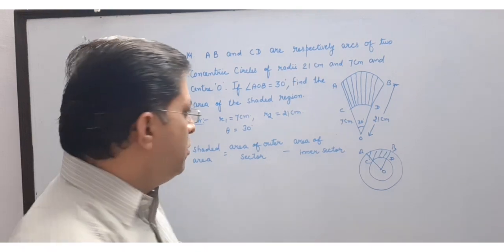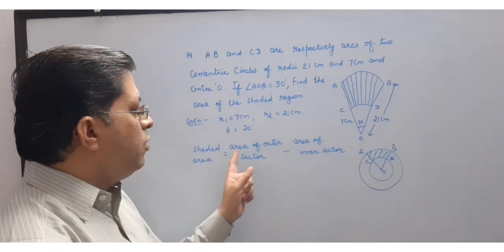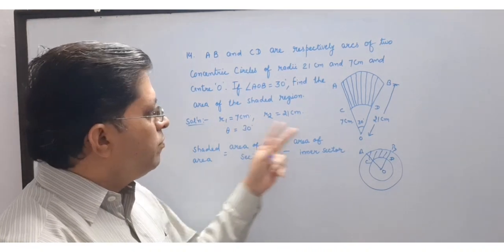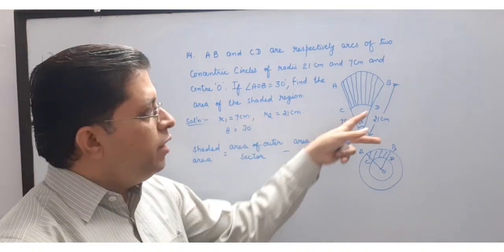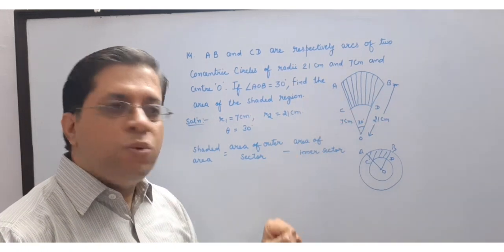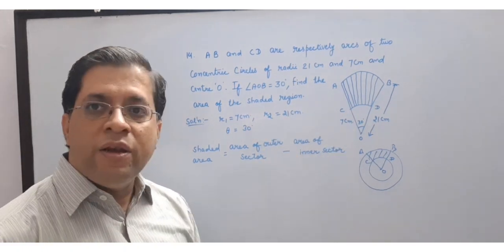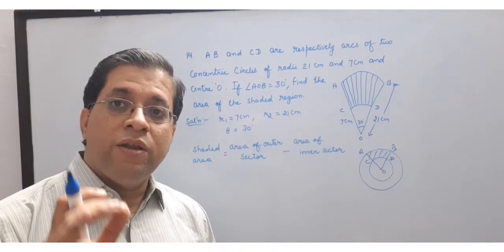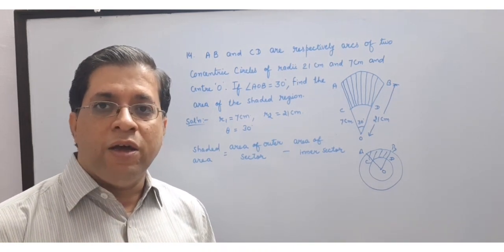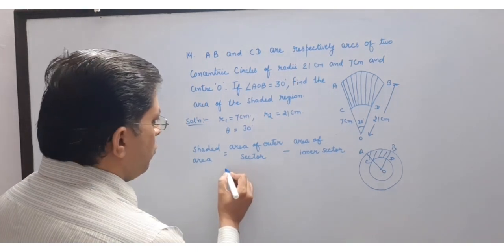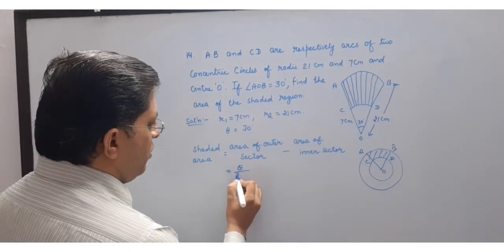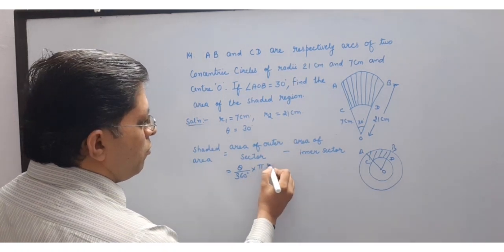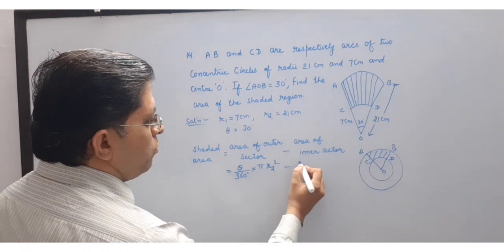It's very simple. The shaded area equals the area of the outer sector minus the area of the inner sector. Let 7 centimeter be R1 and 21 centimeter radius be R2. Theta is 30 degree. But what is the area of sector? Area of sector is theta upon 360 degree into pi r square. So theta upon 360 degree into pi R2 square, because the outer radius is R2.